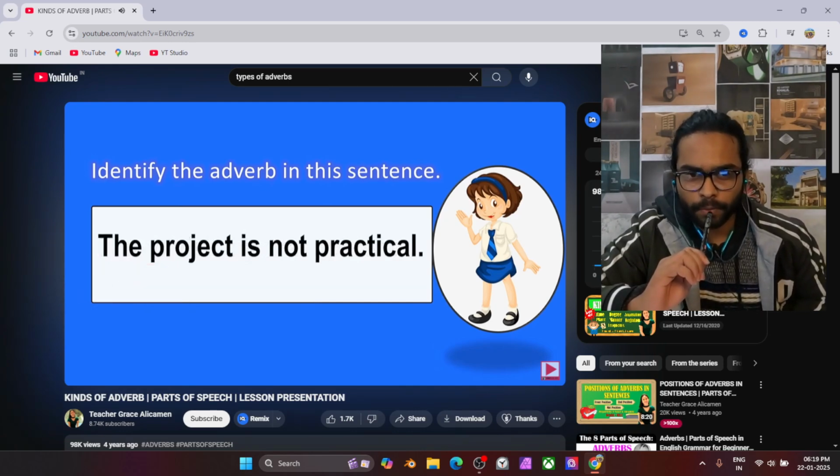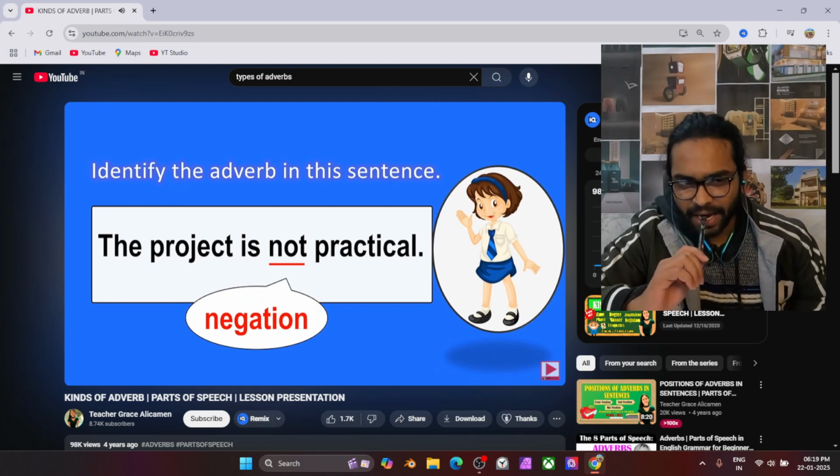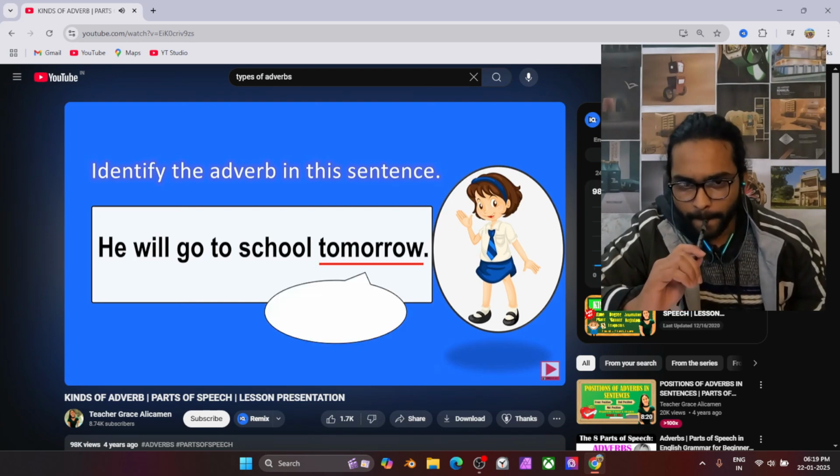The project is not practical. Not is the adverb, and it is negation. He will go to school tomorrow. Tomorrow. Adverb of time. Tomorrow is the adverb, and it is the adverb of time.